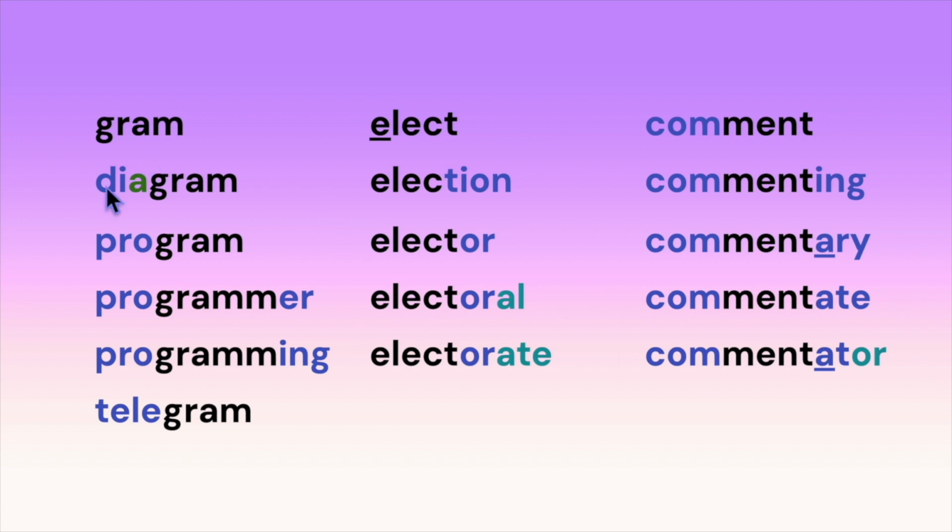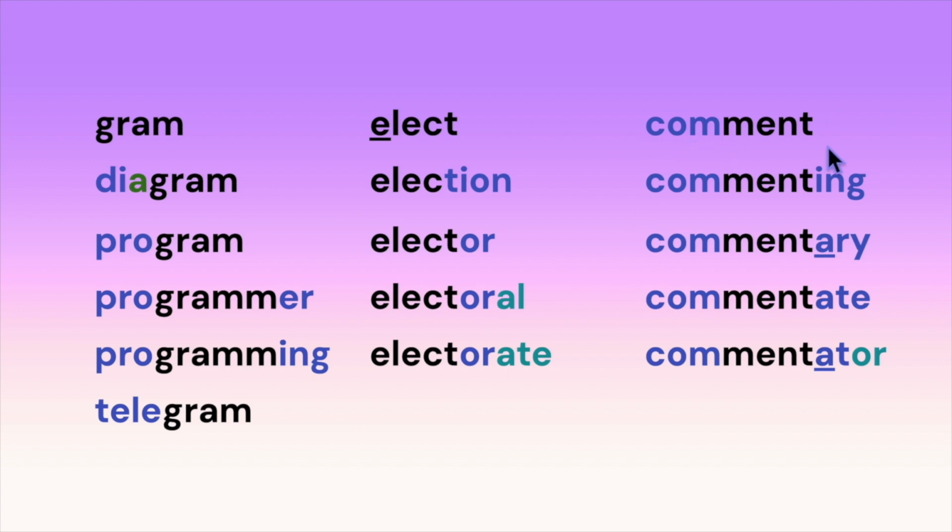Here's our root gram, diagram. Notice the A schwas. Program, programmer, programming, telegram. Here we have elect with a long E. Election, elector, electoral, electorate. Notice that the suffix ate takes on a muffled schwa sound rather than a clear long A sound because suffixes are rarely accented in English words.